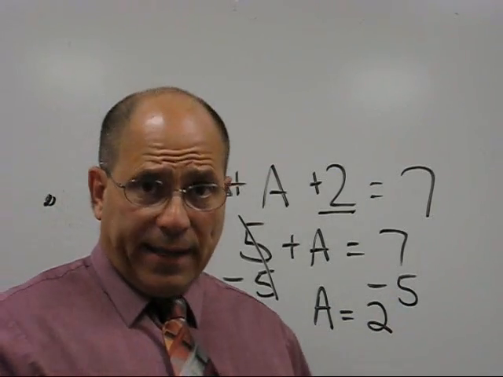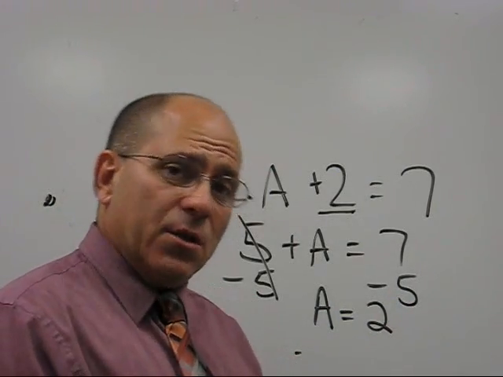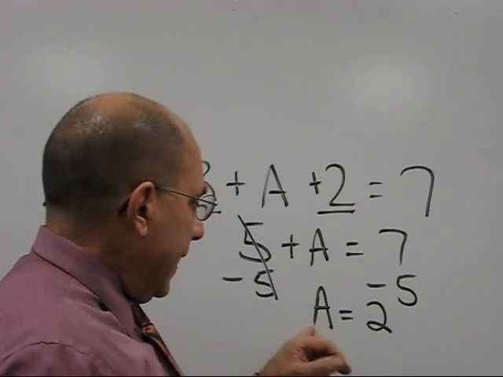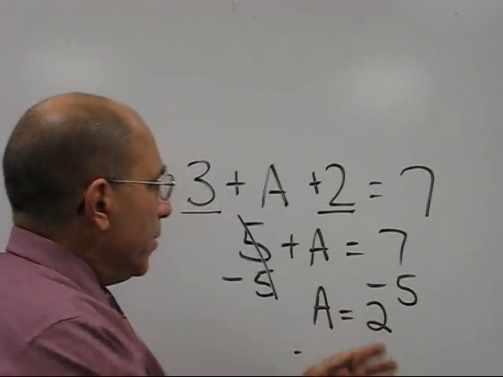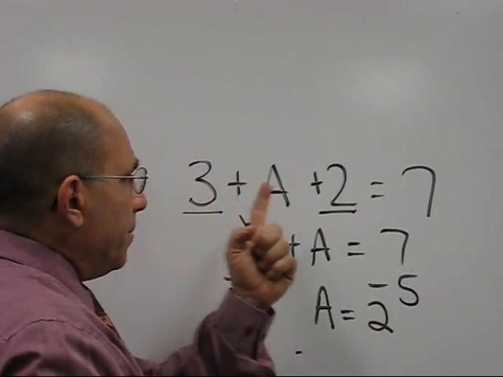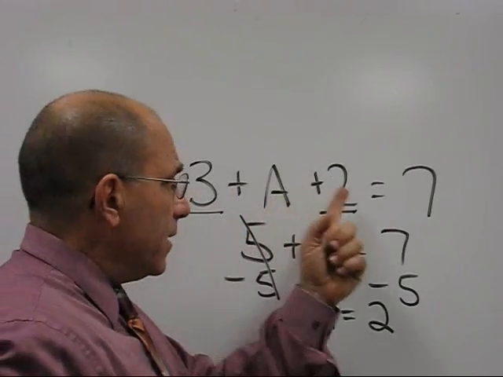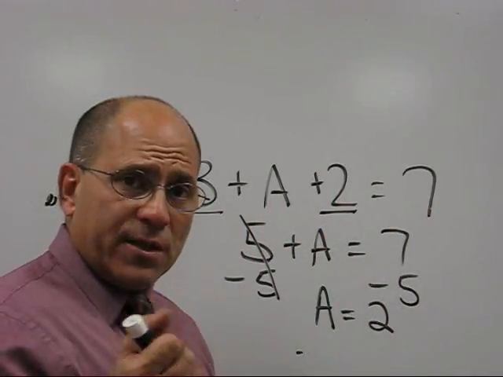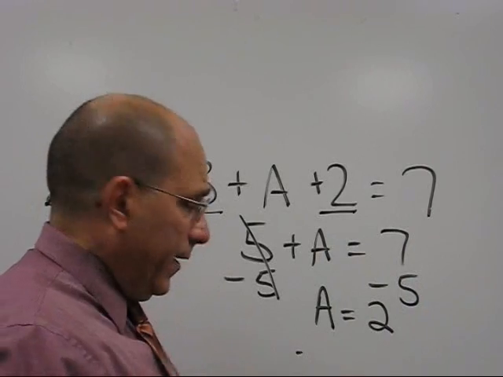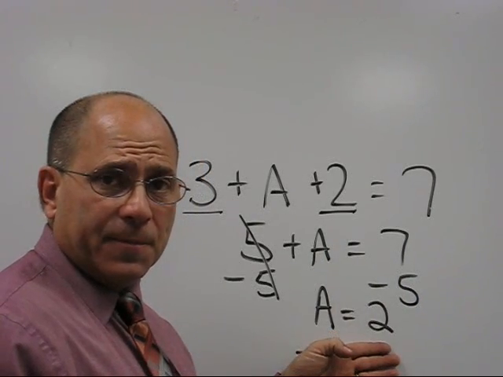And if the objective, again, was to find out what a equals in this equation, we would find out that a equals 2. If we take that 2 and put it back in, we would have 3 plus 2 is 5, plus 2 equals 7. We have a true statement, which is a way of also proving this in the end.